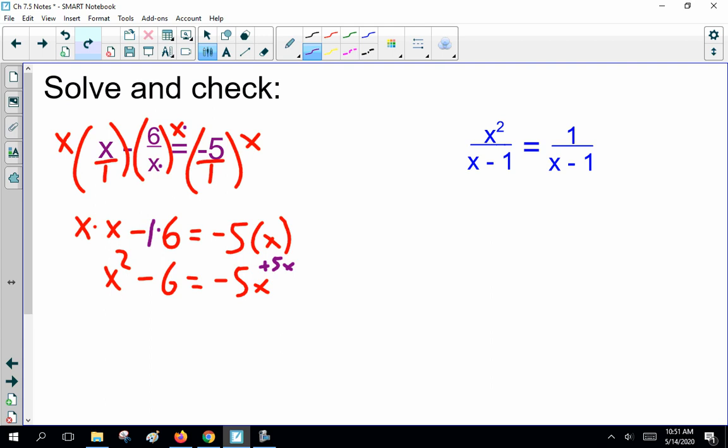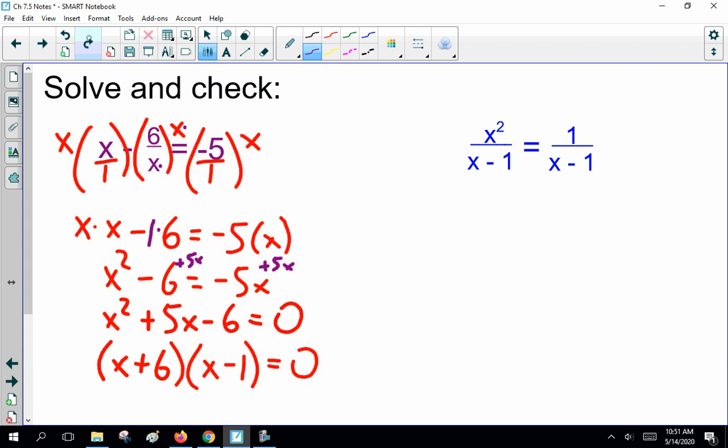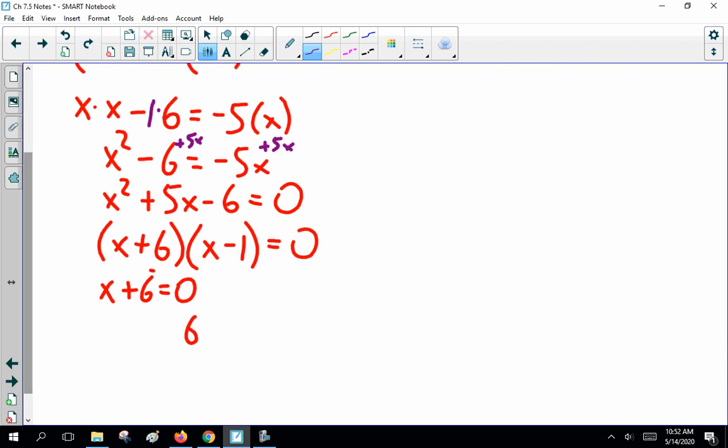So add 5x to both sides. And I get x squared plus 5x minus 6 is 0. And you're going, oh God, this is factoring and solving quadratic equations from chapter 4.2? Something like that. So x is minus 6 and x is 1. Now I have to check.